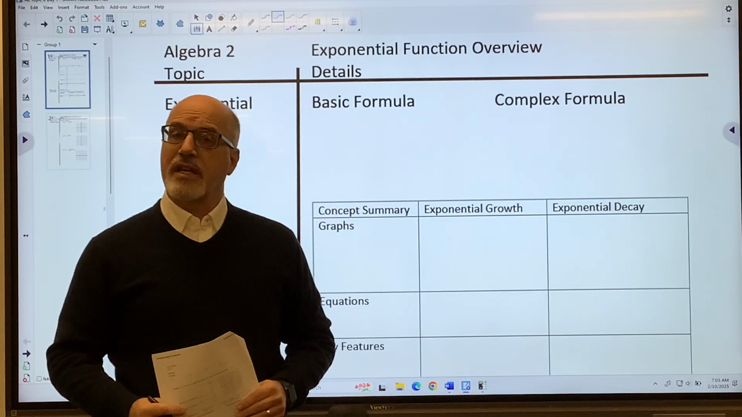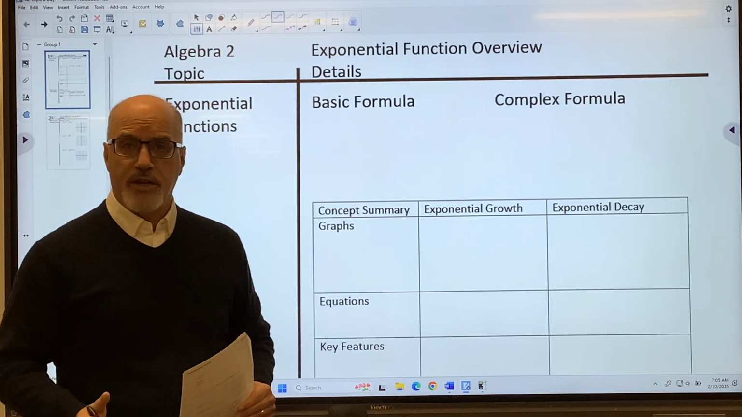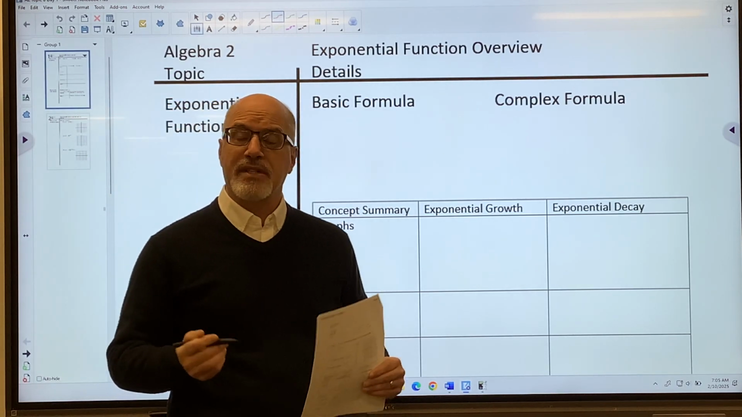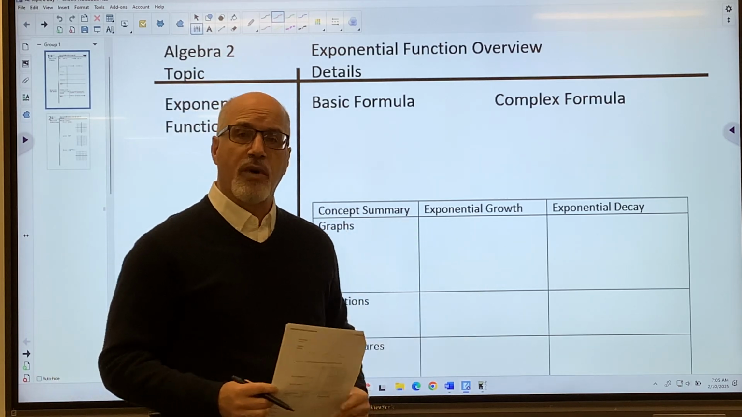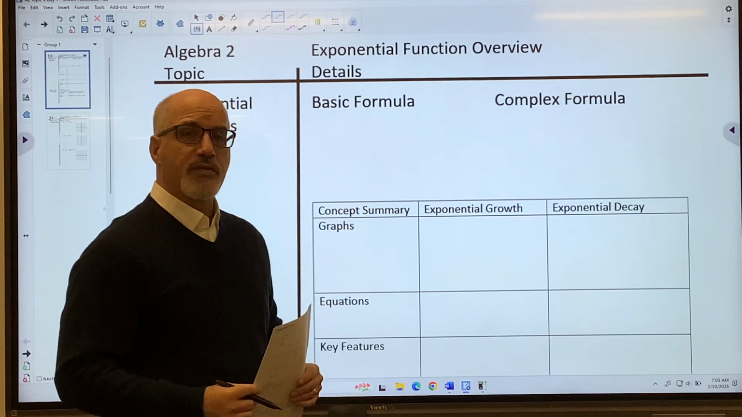Our objective for this lesson is to know the basics of exponential functions. So we're going to look at not only the formulas, but the graphs and then applications of it, so we know the overview of what we're doing. So first of all, we're going to look at the basic formulas for these.